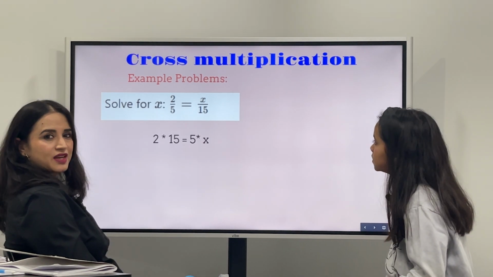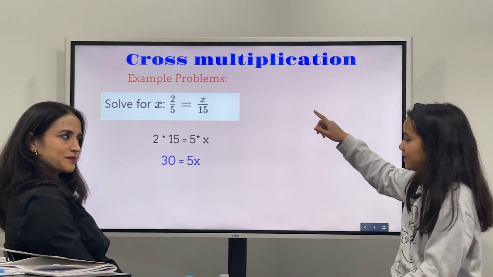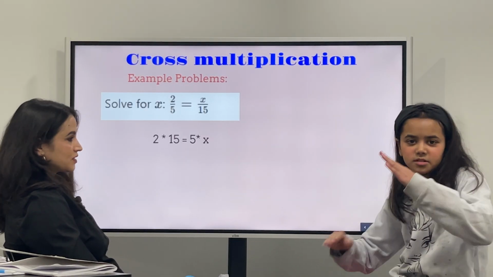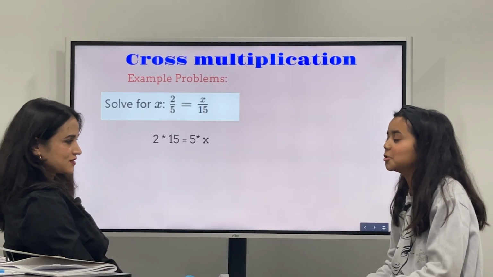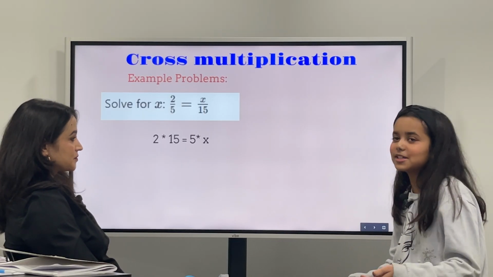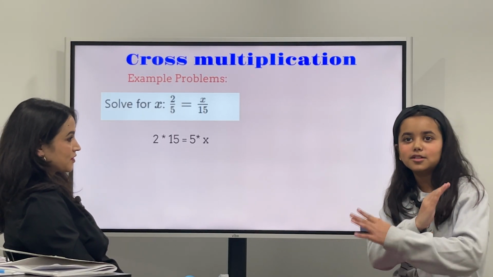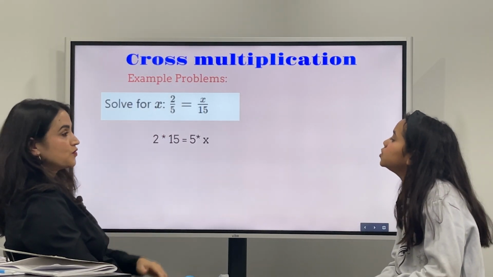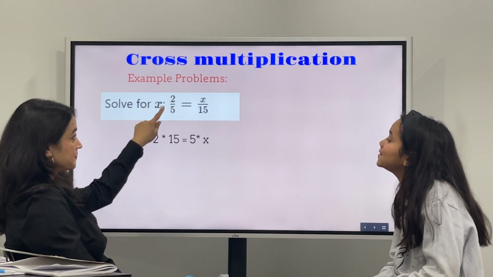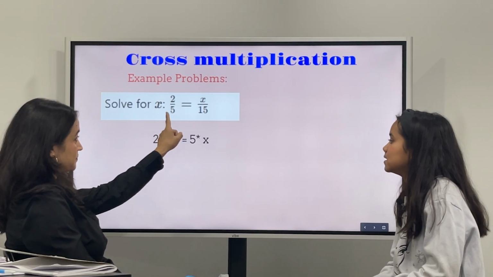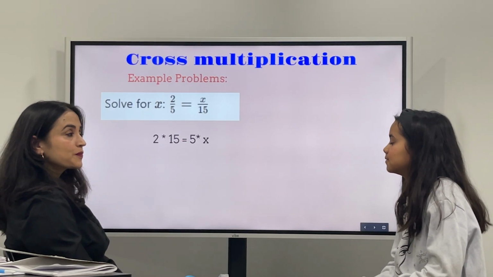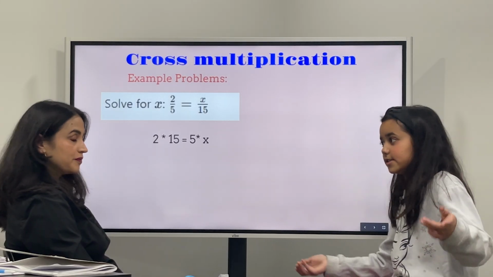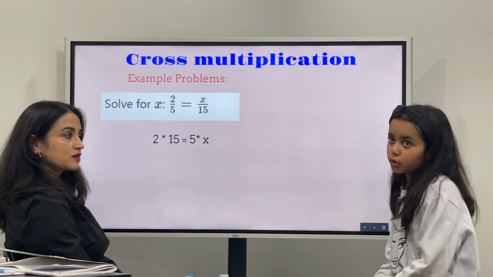So again, using the cross multiplication method. That little star thing means the multiplication symbol, okay? Because they don't really use this sign. They use the star. So the rule for the cross multiplication again, Lina? Top to bottom, so bottom to top. 2 times 15, which is easier, is 30.